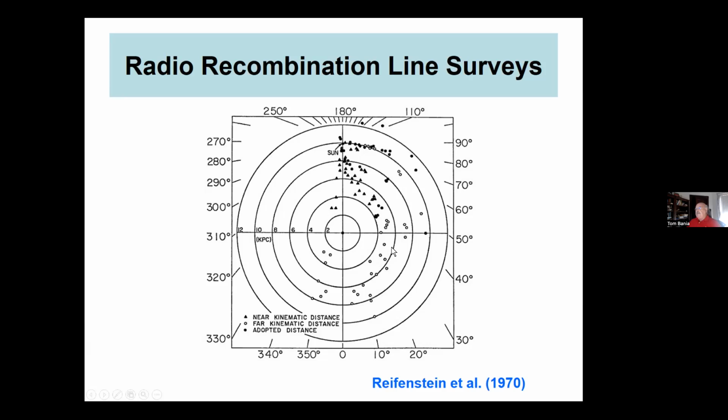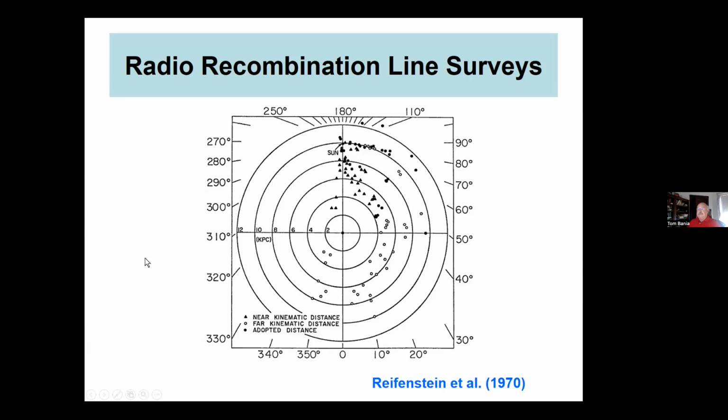So what do you get when you detect a recombination line in the direction of an HII region? Well, due to the Doppler shift, these things are not at the rest frequency of the specific transition. So you get a velocity, an LSR velocity, velocity relative to the local standard of rest. And then if you know the rotation curve of the galaxy or assume one, you can, it turns out, find the distance. It's called the kinematic distance to the object.